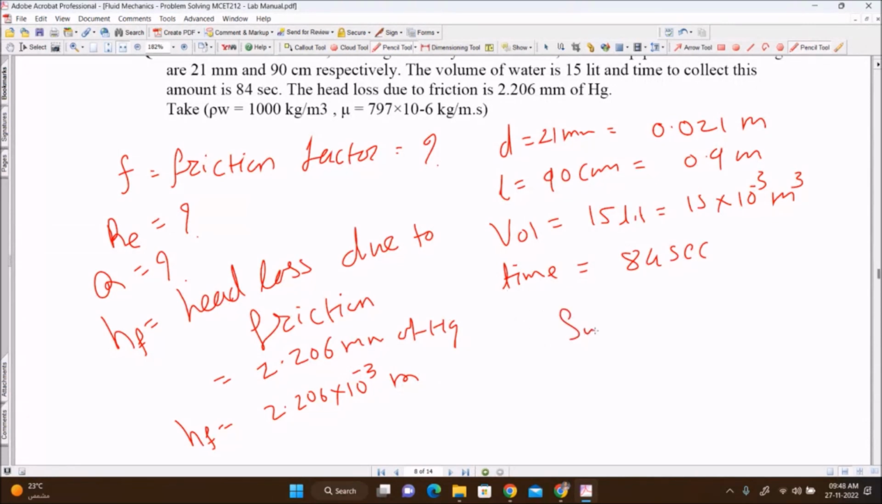Then take density of water is equal to 1000. As usual, we are going to take that only. Then mu is equal to 797 into 10 to the power minus 6 kg per meter second, or Newton second per meter square. As I told, both are the same.